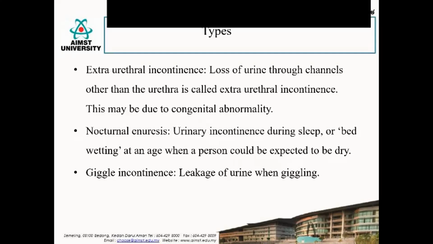Okay, so the first type is extraurethral incontinence. Sometimes they will have a congenital abnormality. Other than the urethral opening, some people will have an opening in the suprapubic area, and they may have urinary leakage through that hole.